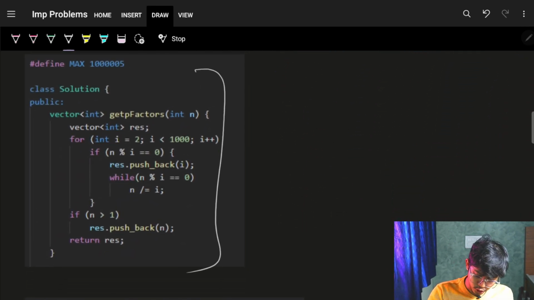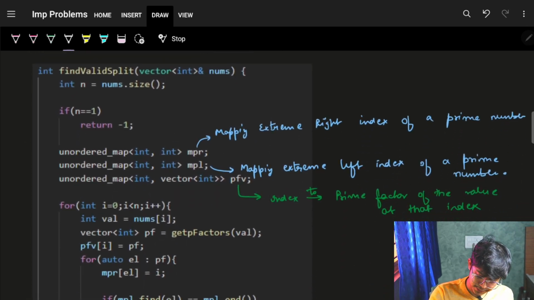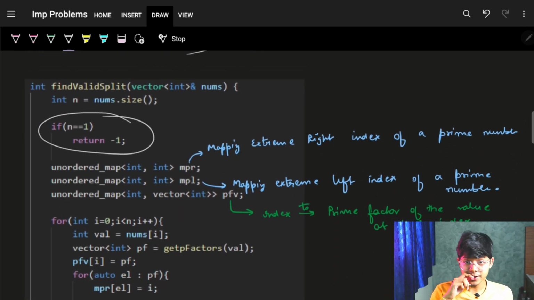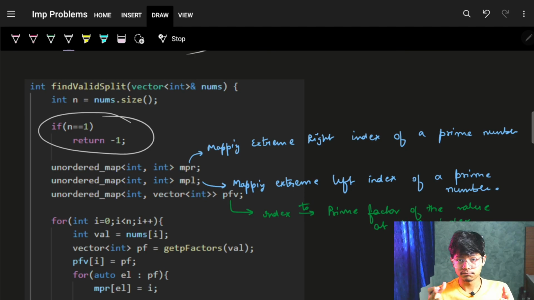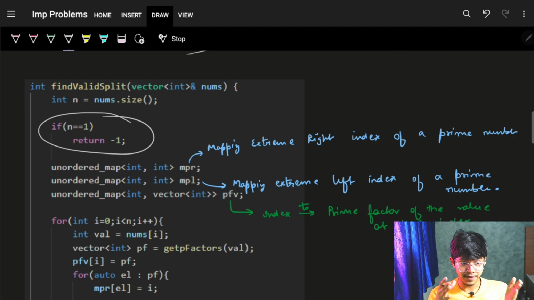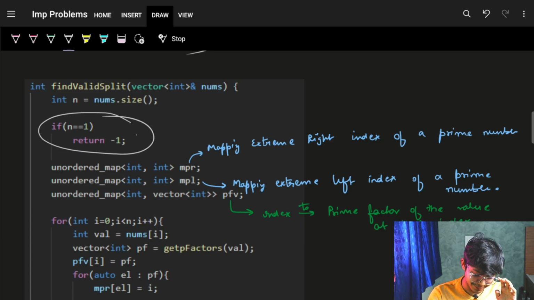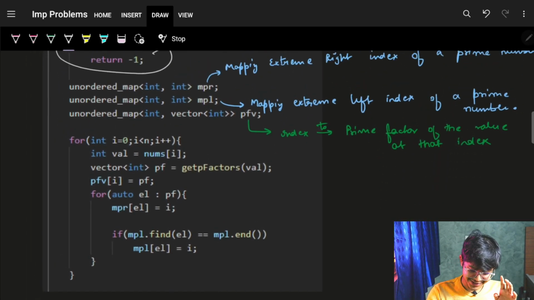Now, this is the whole code which I showed you for getting the prime factors. Just one thing I showed you in the beginning: if n is 1, you need to return -1. It's a big blunder which I did. So yeah, just a heads up.